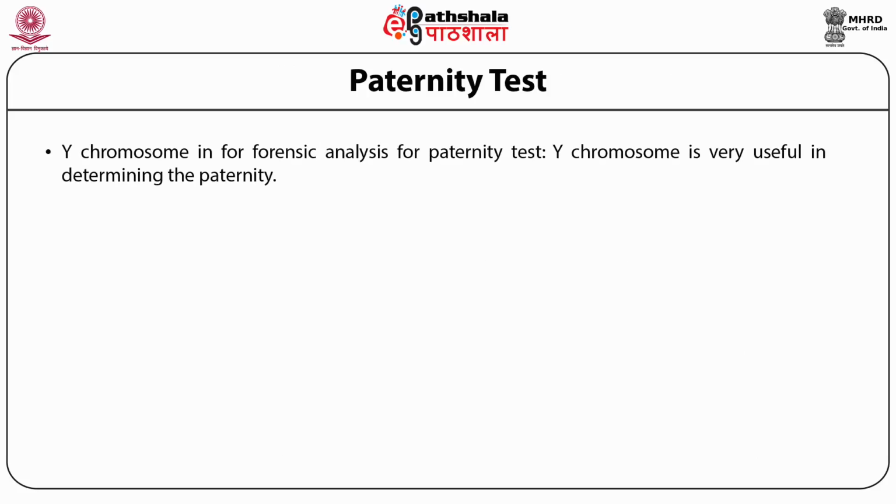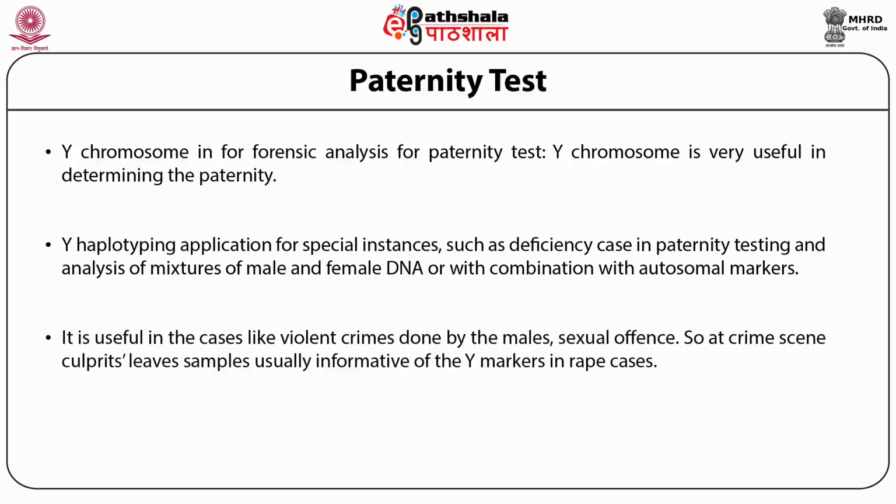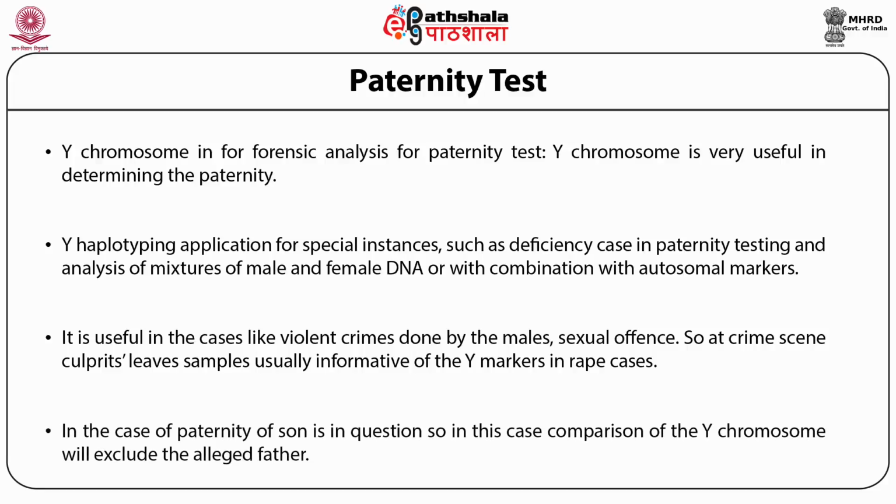Y chromosome is very useful for testing paternity. Y haplotyping has applications for special instances such as deficiency cases in paternity testing and analysis of mixtures of male and female DNA, or in combination with autosomal markers. It is useful in cases like violent crimes done by males, such as sexual offences. At the crime scene, culprits leave samples, usually informative of the Y markers in rape cases. In the case where paternity of a son is in question, comparison of the Y chromosome will exclude the alleged father.